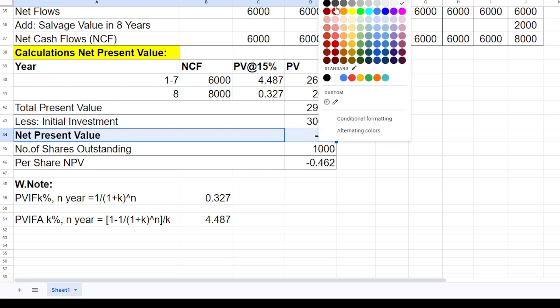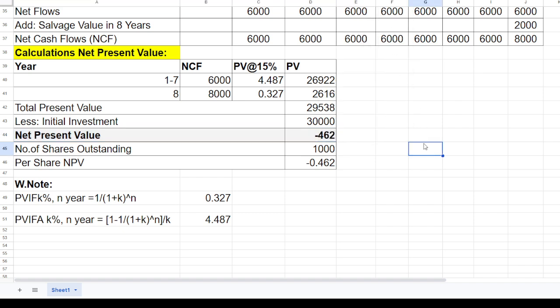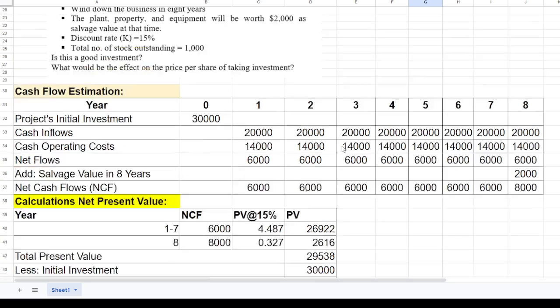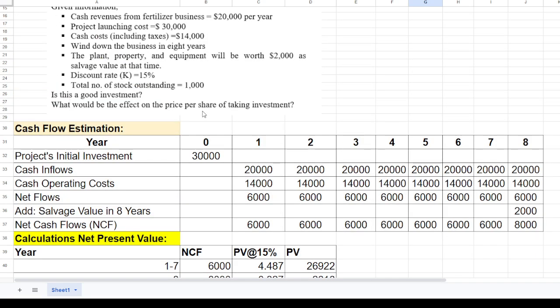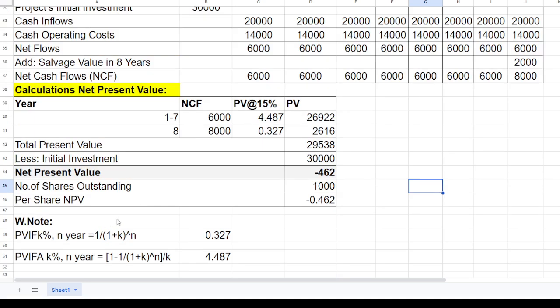Okay, I hope you understand, because if your benefit is lower than the cost, you are not going to accept the project. That is the basic reason. When I go back to the question, this is not a good investment as your net present value is negative, and next, even the per share value is also negative. As your NPV is negative, then obviously you would have a negative value. Per share negative value is 0.462.